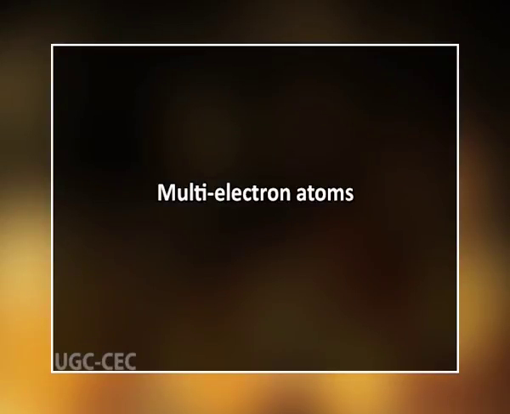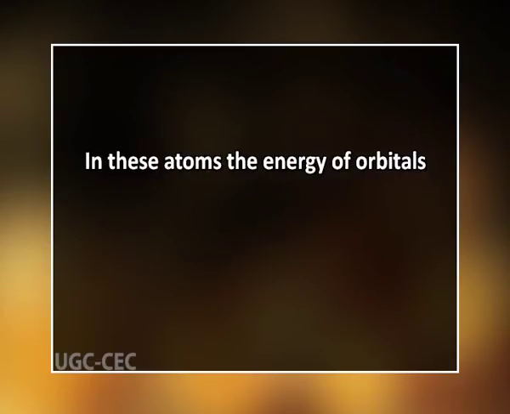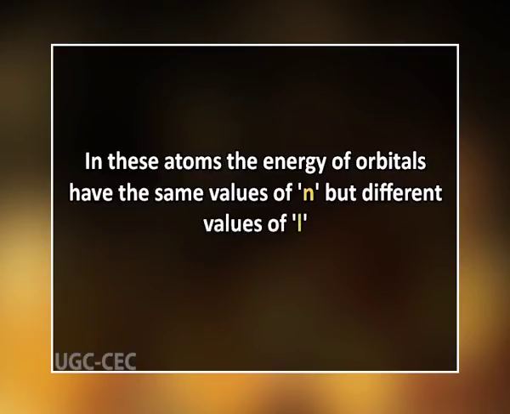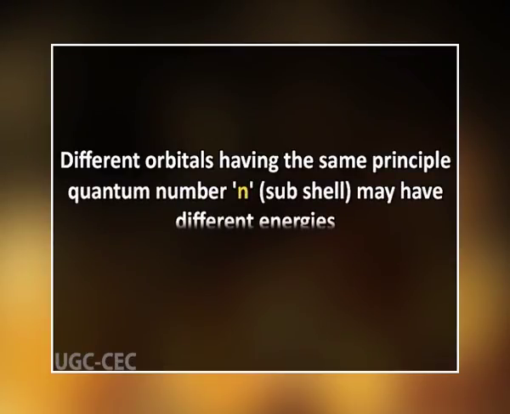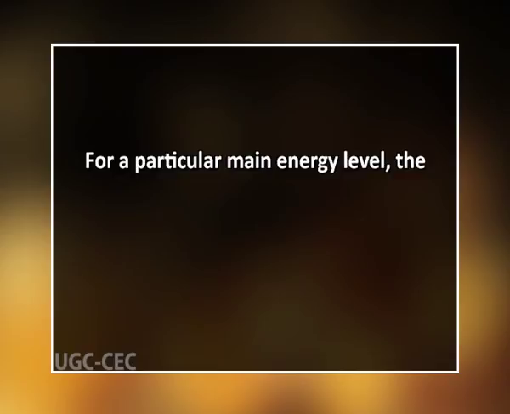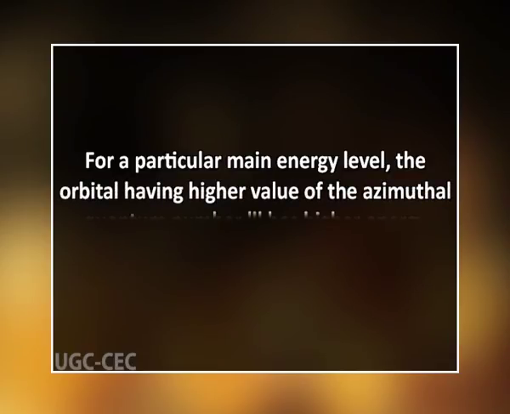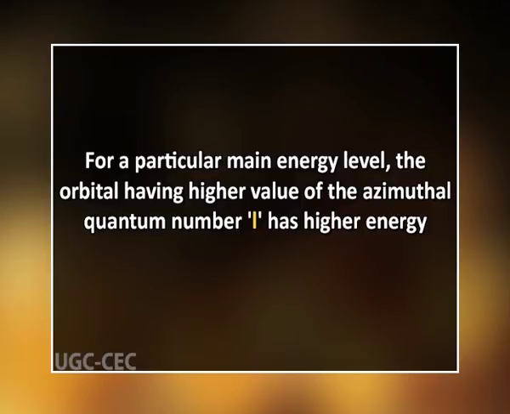Now, let us describe multi-electron atoms. In these atoms, the energy of orbitals have the same values of n but different values of L. Thus, both the values of n and L determine the energy of an orbital. The following hold good for multi-electron atoms. Number first, different orbitals having the same principal quantum number n may have different energies. Number second, for a particular main energy level, the orbital having higher value of the azimuthal quantum number L has higher energy.